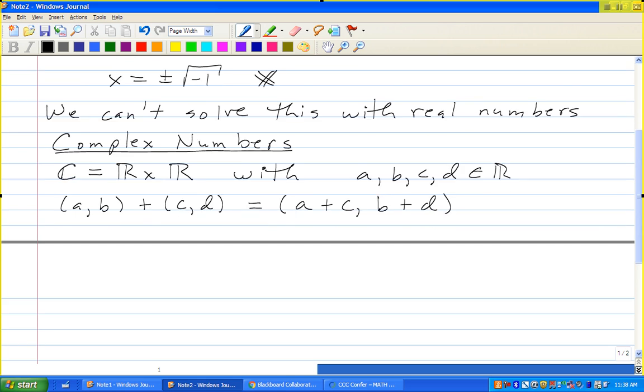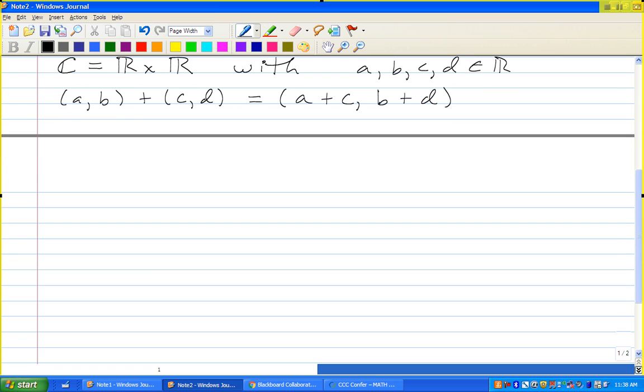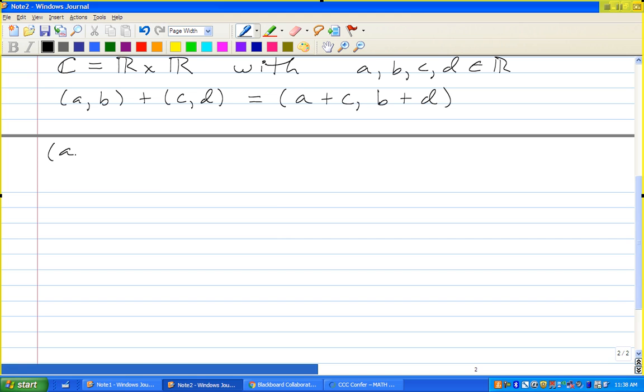We can also define multiplication of two complex numbers as follows. (a, b) times (c, d) is just (ac minus bd, ad plus bc). Okay, so those are my operations.